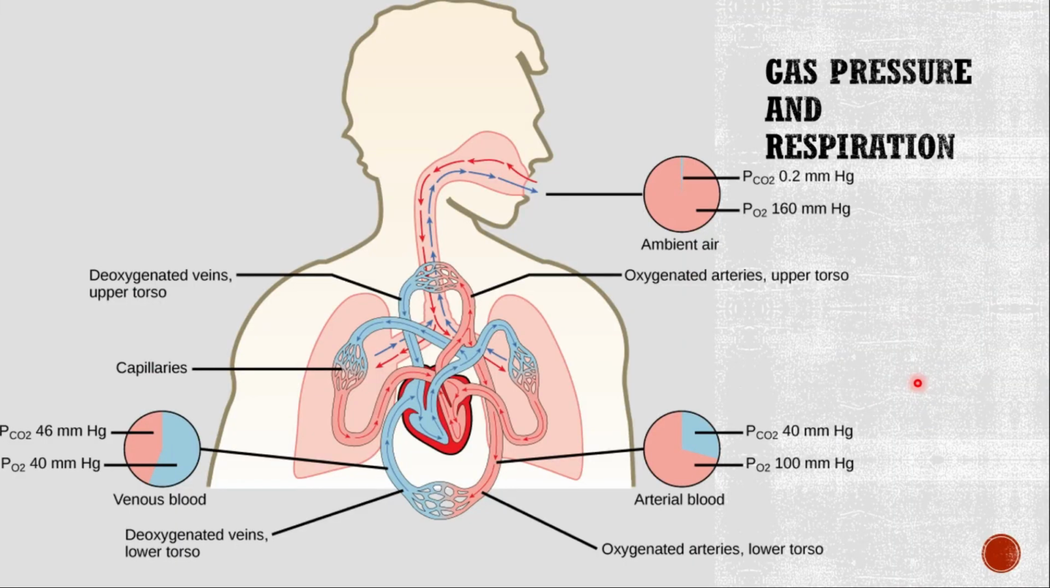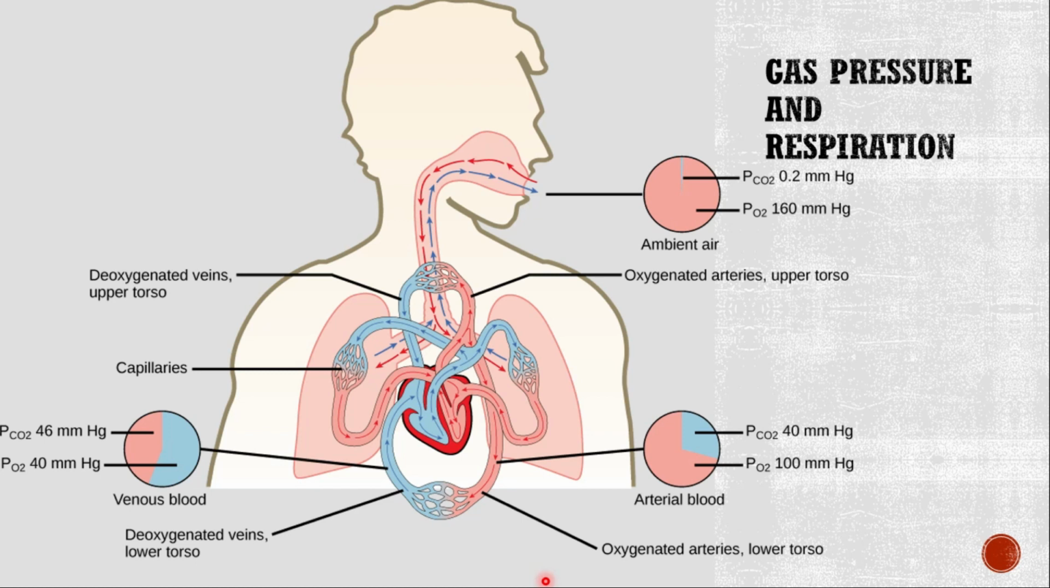Gas pressure and respiration. In the lungs, oxygen diffuses out of the alveoli and into the capillaries surrounding the alveoli. About 98% of oxygen binds reversibly to the respiratory pigment known as hemoglobin, which is found in red blood cells. Red blood cells carry oxygen to the tissues, where oxygen dissociates from the hemoglobin and diffuses into the cells of the tissues.